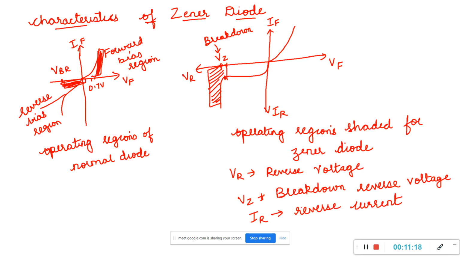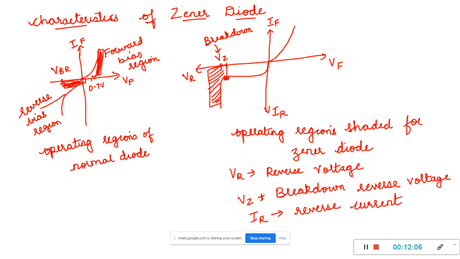In the reverse bias condition, the diode carries reverse saturation current till the reverse voltage applied is less than the reverse breakdown voltage. But when the reverse voltage applied is greater than the reverse breakdown voltage, the current through it changes drastically, but the voltage across it remains almost constant. You can see here the voltage remains constant, whereas the current changes drastically. Such a breakdown region is the normal operating region for the Zener diode.